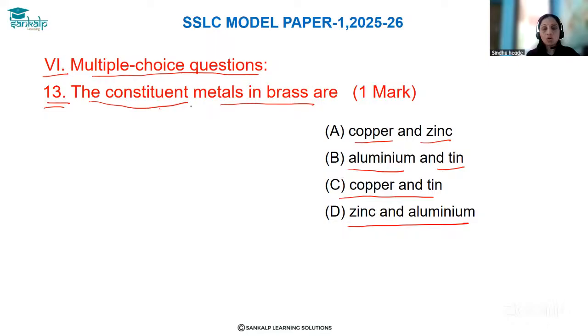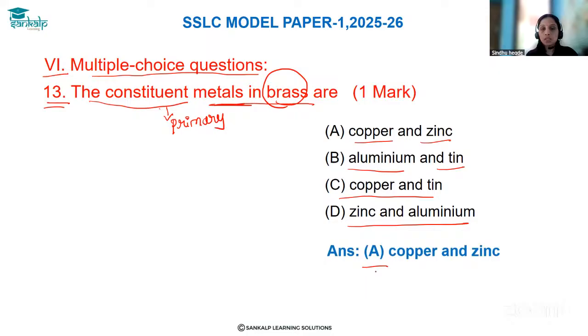Here, the constituent metals in brass. Constituent is nothing but the primary composition or primary metals in brass. So the correct answer is option A, copper and zinc. Copper and zinc are the constituent or primary metals used to make brass.